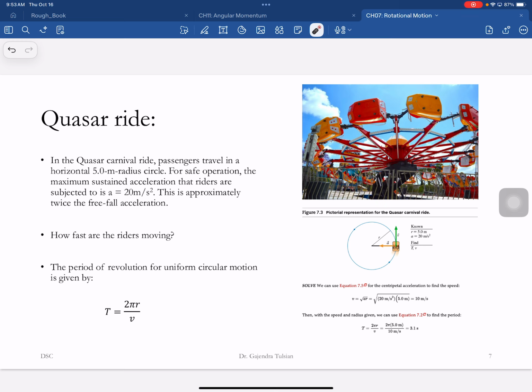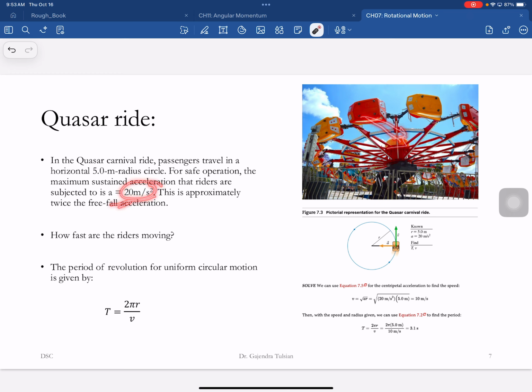All right, so here's the quasar ride. In this quasar ride, you initially start off when it's at rest, these buckets are pointing down like that. You get in, and then as it goes faster and faster, you see the bucket has become horizontal. And it turns out that the centripetal acceleration is as large as 20 meters per second squared. So the centripetal acceleration is 20 meters per second squared.